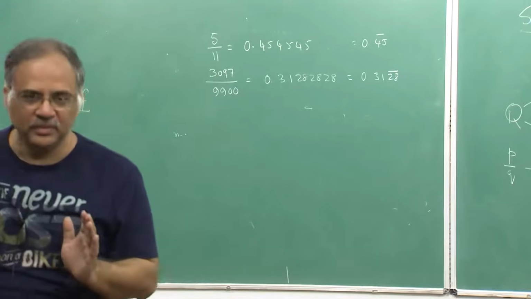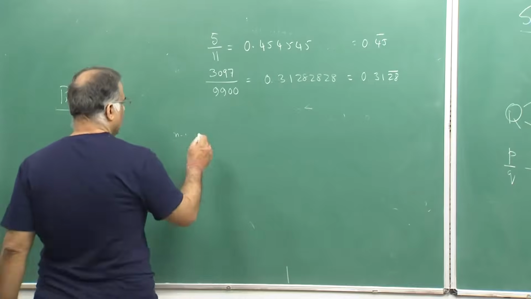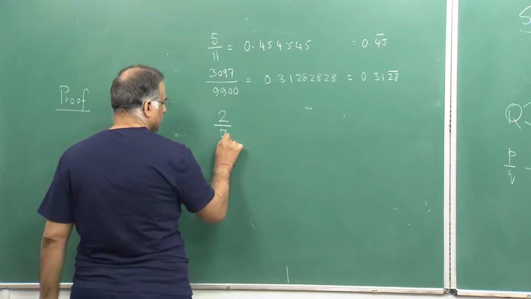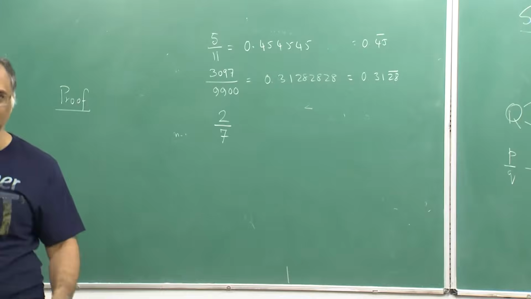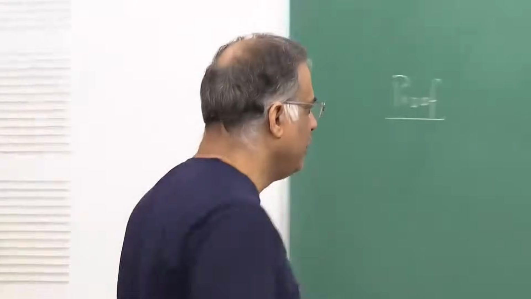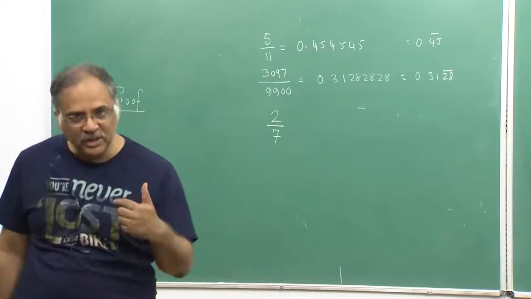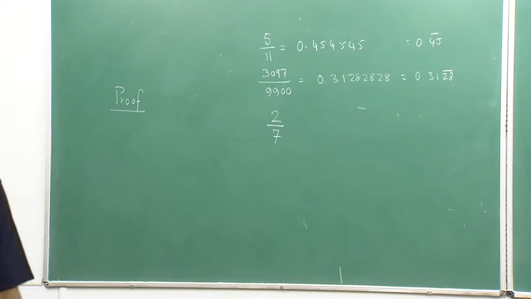So, why does this happen? This is just because of division. It is simple division. For example, you take the number 2 by 7. 7 is a prime number, so it cannot have 2 and 5 as its prime factors. The only factors are 7 and 1. So, this means it cannot be a terminating decimal, it must be a non-terminating decimal.